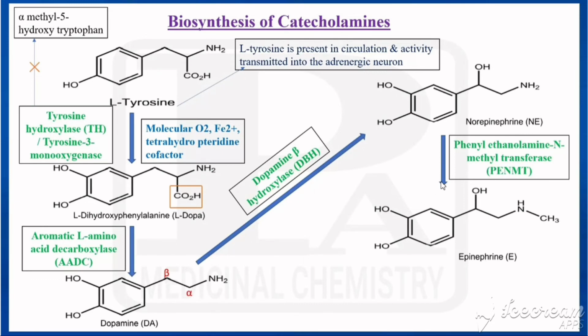In the dopamine, how to get norepinephrine? One hydroxy group is added to the beta carbon. That's why the enzyme used is dopamine beta hydroxylase. So we are getting norepinephrine. And how are we getting epinephrine from norepinephrine? With the nitrogen, a methyl group would be added. That's why the enzyme used is phenylethanolamine N-methyl transferase. So with the nitrogen, the methyl group would be transferred, and we are getting epinephrine. So that's all about the synthesis of catecholamines.